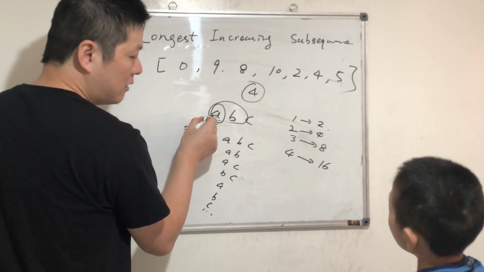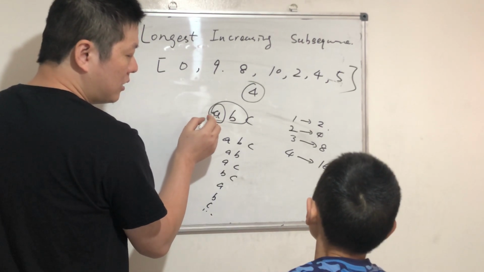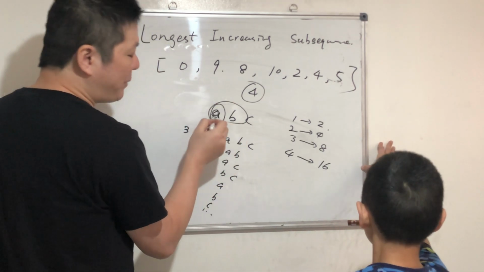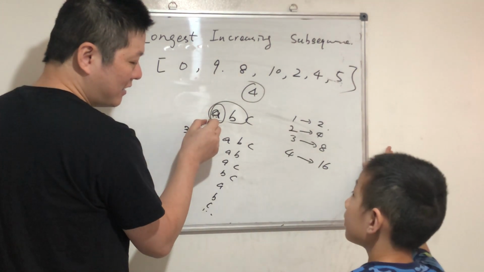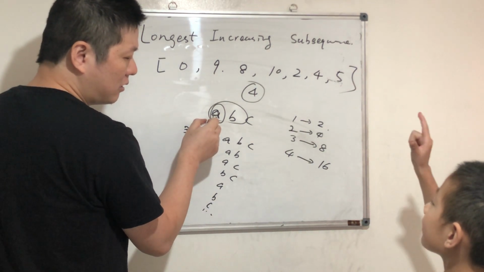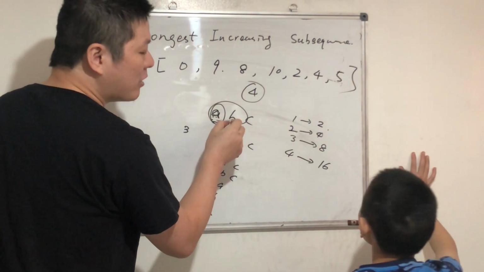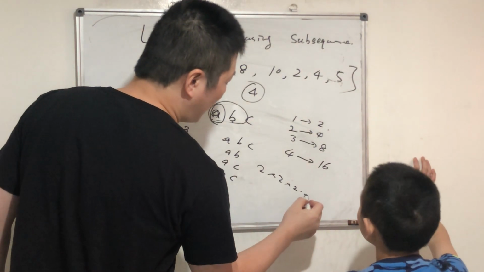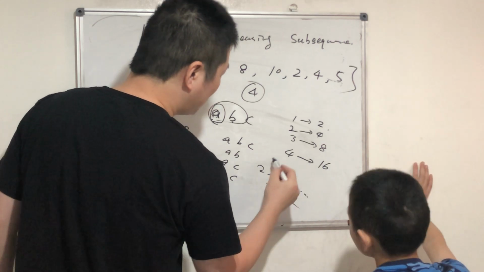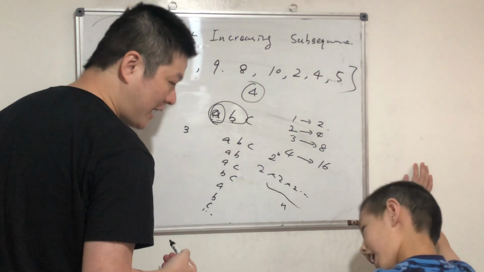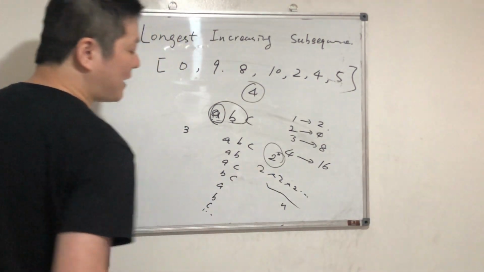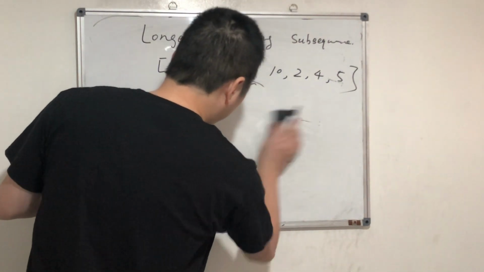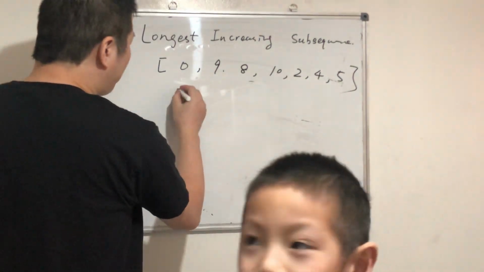For A, I want to pick or not pick. How many possibilities? 2. So it's 2 times 2 times 2, n times. So 2 to the power of n. That's the total number of subsequences.